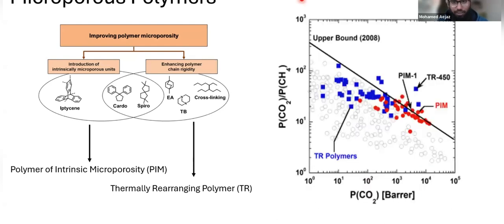Do they improve? The answer is yes, right? So now we have this theoretical upper bound line, and we always want our polymers to be above it. When you make membranes of polymers from such structures, you end up having gas transport properties where you have a very high permeability, but also a nice selectivity that pushes above this upper bound. So both PIM and thermally rearranged polymers do that.